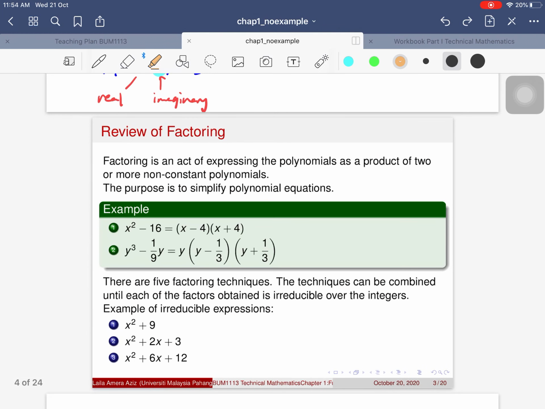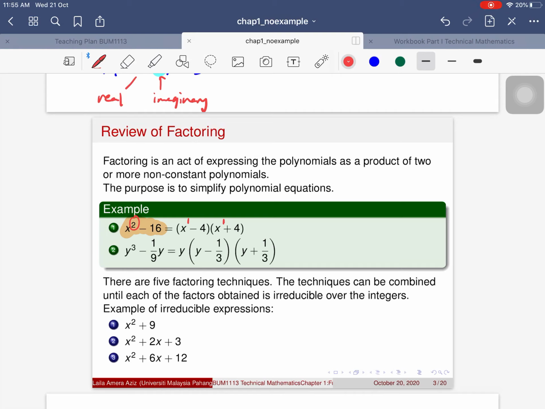Okay, now let's have a look at the review of factoring. So factoring is an act of expressing a polynomial as a product. So we have a polynomial that looks like this. We're going to make it into a product of simpler functions. So here I started with x to the power of 2. I'll make it into linear factors, x to the power of 1 and also x to the power of 1.